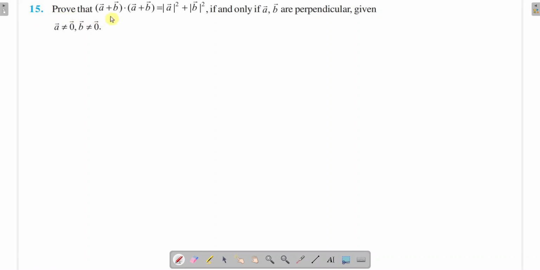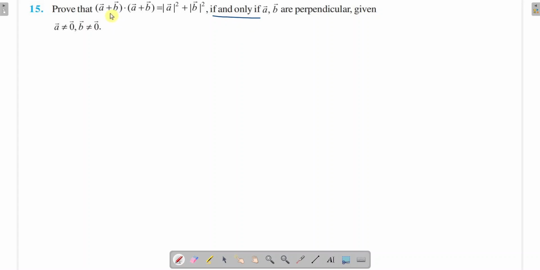Prove that (a bar plus b bar) dot product (a bar plus b bar) equals magnitude of a bar square plus magnitude of b bar square if and only if a bar and b bar are perpendicular, given a bar not equal to 0, b bar not equal to 0. Okay, so we have to prove this statement in both ways, because there is if and only if.